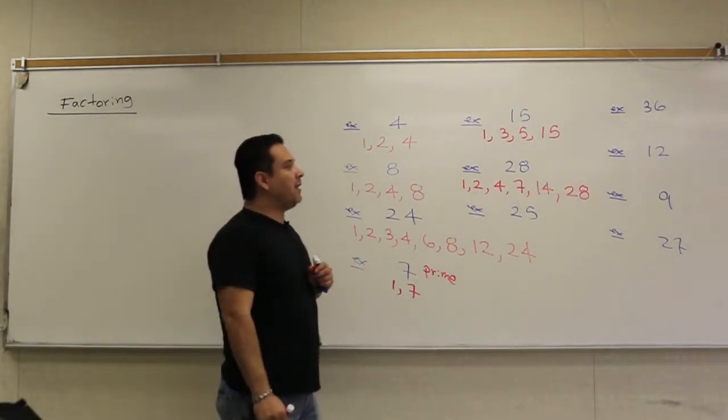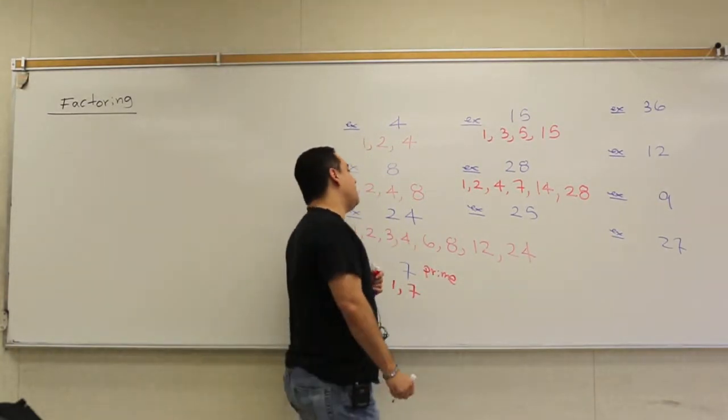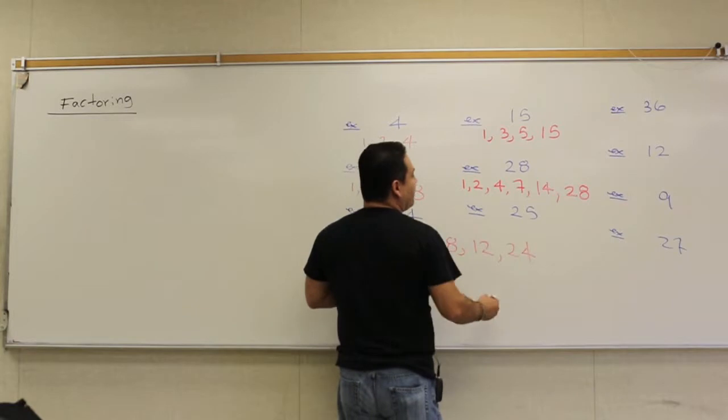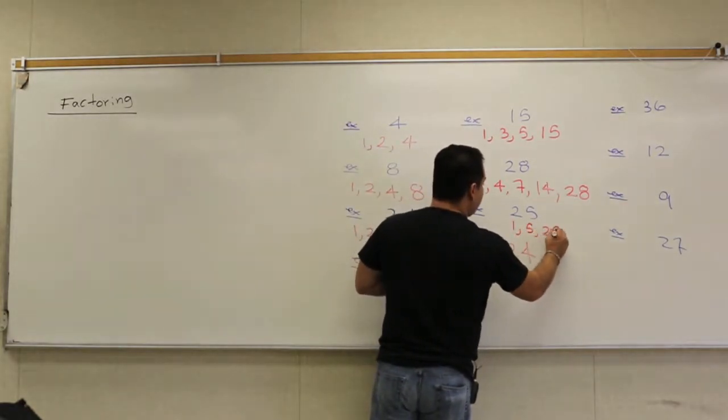All right, you guys okay with this? Like I said, you want to work on finding that greatest common factor. That's the foundation here. What about 25? What's the greatest common factor? 1. 1, what else? 5. 5 and 25.